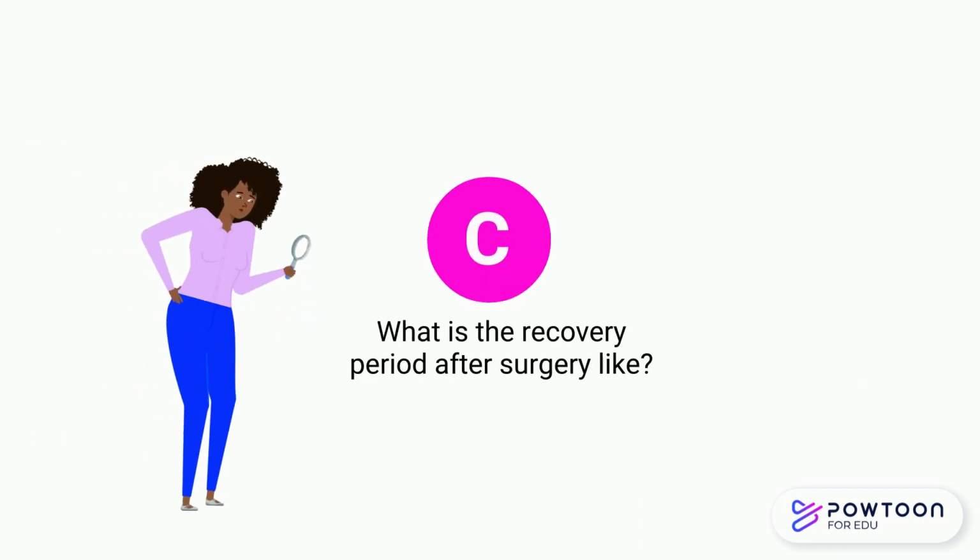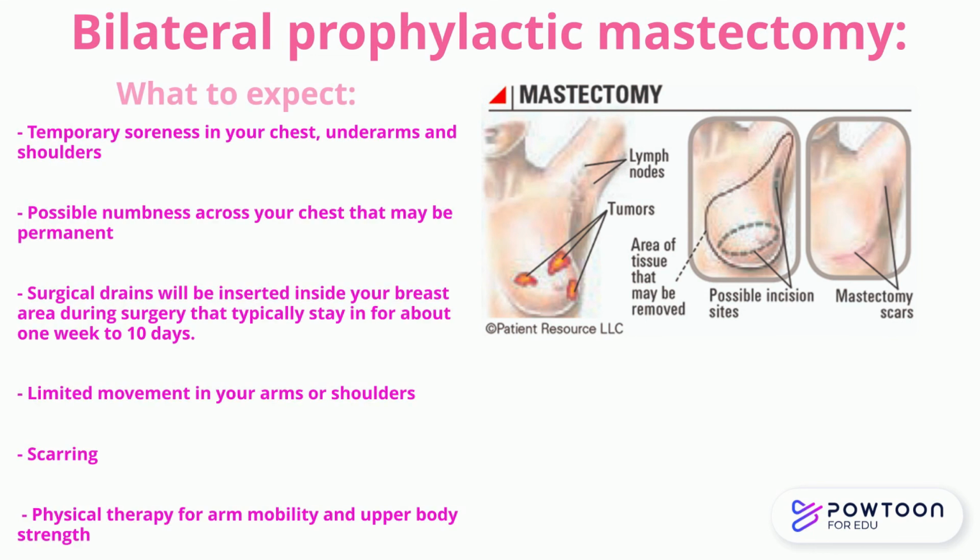After learning about these options, Michelle is ready to move on to our third category. She wants to know, if she chooses to have preventative surgery, what will her recovery be like? For the bilateral prophylactic mastectomy, some things to expect are temporary soreness in your chest, underarms, and shoulders, possible numbness across your chest that may be permanent. Surgical drains will be inserted inside your breast area during surgery that typically stay in for about 1 week to 10 days. Limited movement in your arms or shoulders, scarring, and physical therapy for arm mobility and upper body strength.